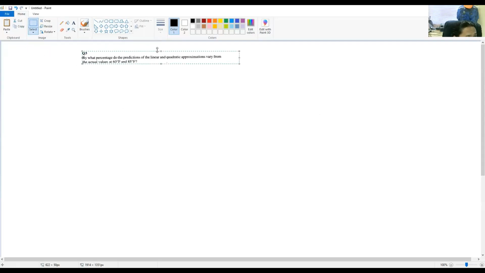All right. So this is question number 3 on tutorial 4. By what percentage do the predictions of the linear and quadratic approximation vary from the actual value at 60 and 85 Fahrenheit? Based on the first equation, questions number 1, 2, and 3 have a relationship. So based on question number 1.